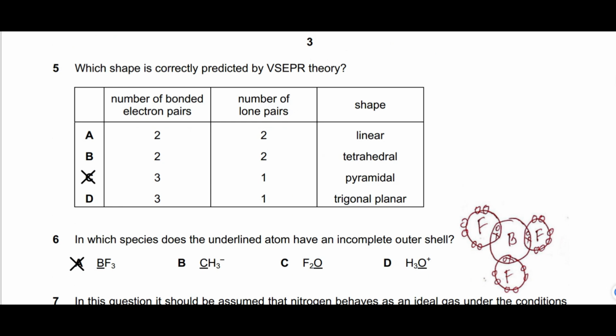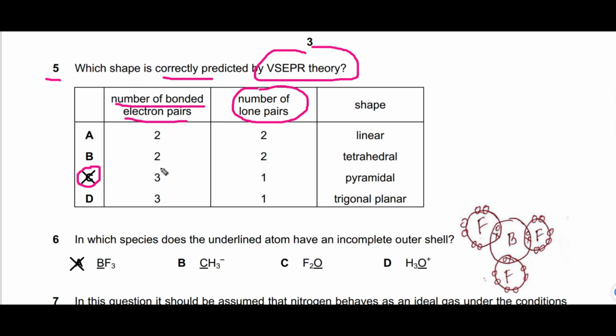Number 5. Which shape is correctly predicted by VSEPR theory, valence shell electron pair repulsion theory? So we consider the number of bond pairs of electrons and the number of lone pairs of electrons. So C is the right answer.